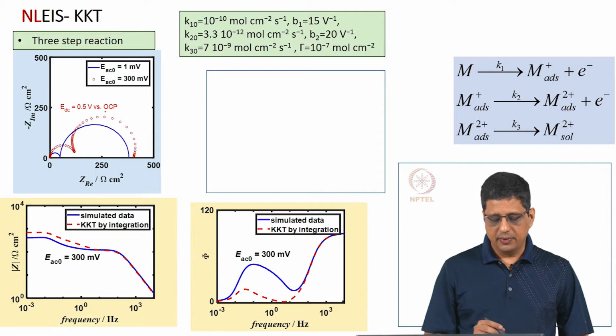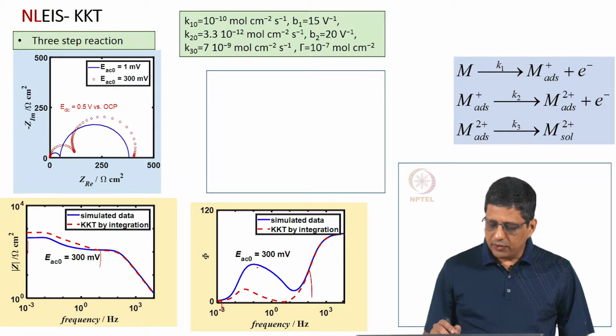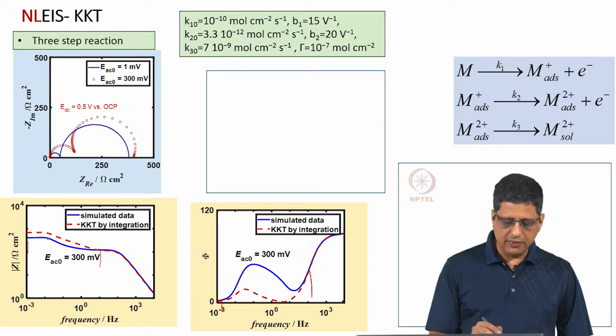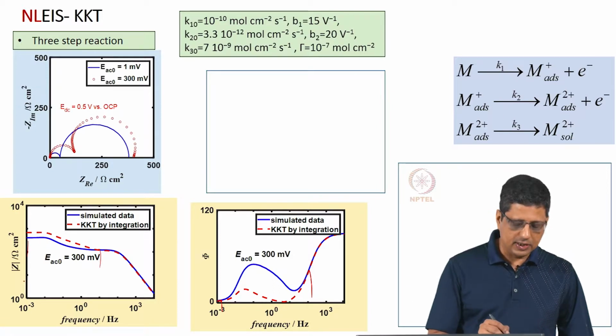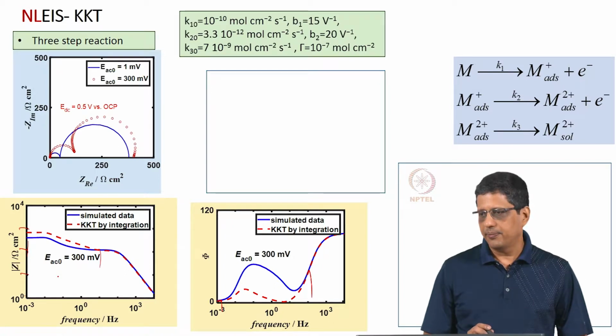And when we try KKT by integration, it shows a clear deviation, a very large deviation in fact for the phase, and a fairly large deviation for the magnitude. You have to remember the magnitude is plotted as log of the mod z. So, it goes from 10 power 0, 10 power 1, 2, 3 and 4, and of course, phase is in degrees. Okay. So, clearly this shows yes, this data is not KKT compliant.